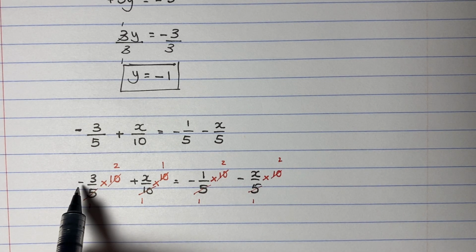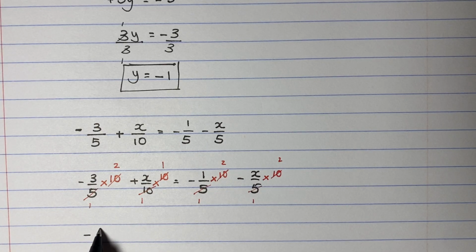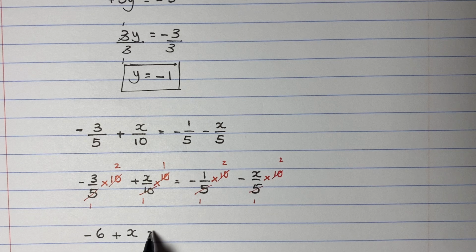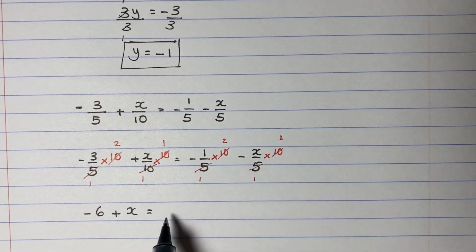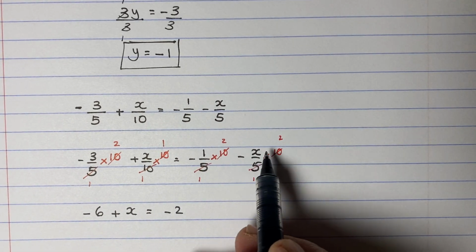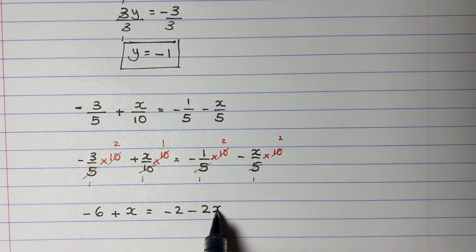So we've got minus 3 times 2, that's minus 6. Plus x times 1 divided by 1. Minus 1 times 2 is minus 2. And minus x times 2 is minus 2x.